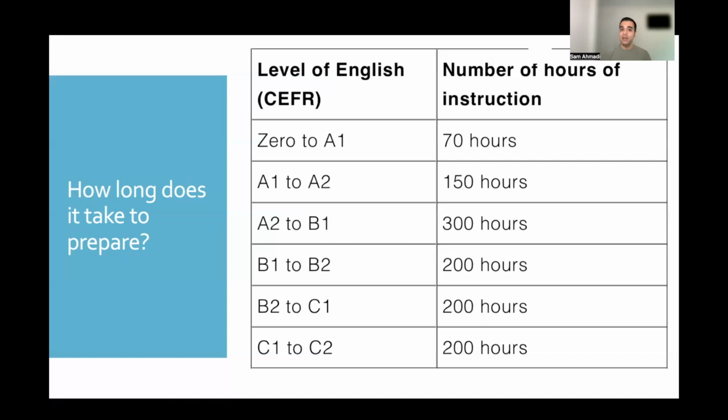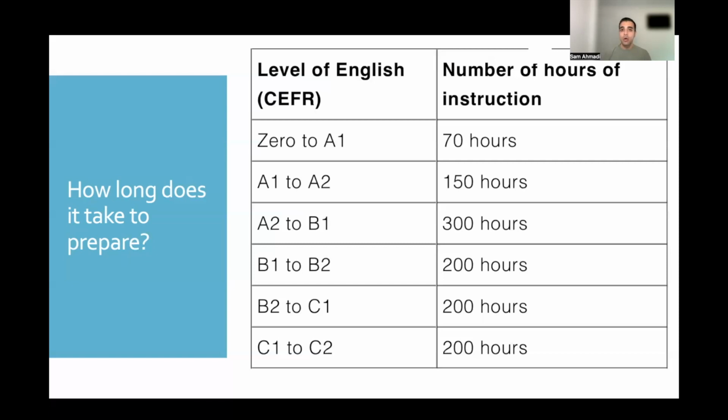So you're going to spend 70 hours to get from 0 to A1, 150 hours to get from A1 to A2, and another 300 hours to get from A2 to B1. So you can add those hours up. These are the number of hours that you should spend in an instructional setting, that is, in a classroom. And so this will give you a rough estimate of how much time you should spend in order to build your proficiency for that desired score.